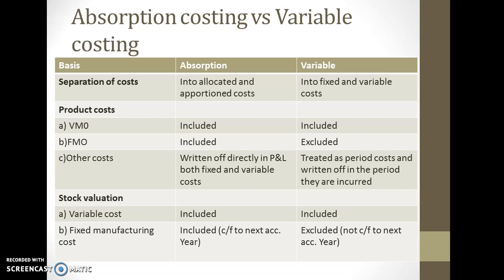Coming to the stock valuation, variable costs are included in both the methods, absorption as well as variable costing. Fixed manufacturing cost is included in absorption costing as well as carried forward to the next accounting year. Fixed manufacturing cost is excluded in variable costing and it is not carried forward to the next accounting year.